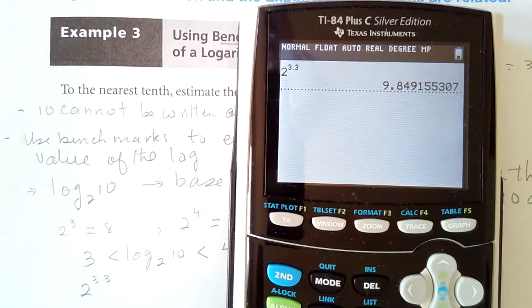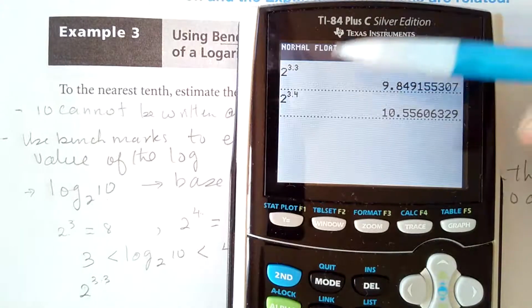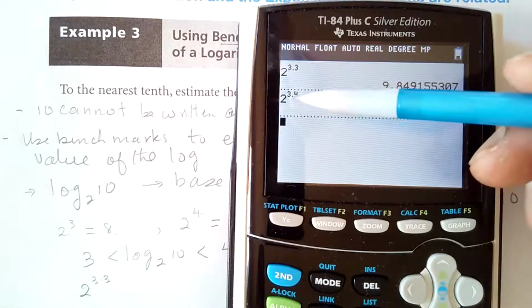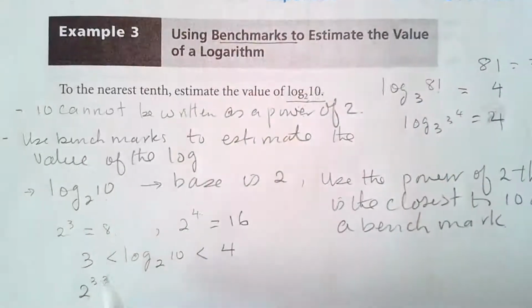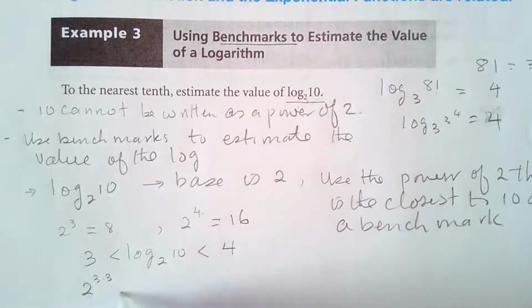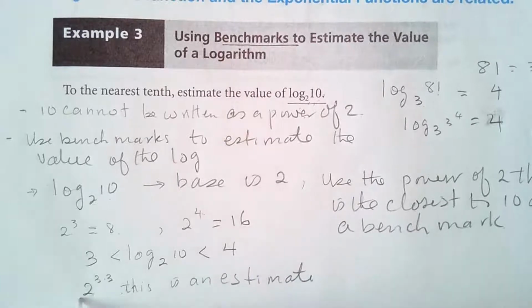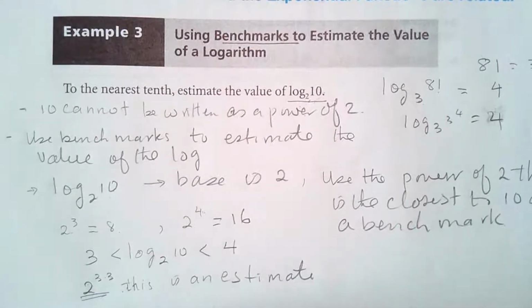Now, if I try 3.4, let's see what happens here. So we got 3.4. So it's over. So 2 to 3.3 is closer to 10 than 2 to 3.4. So we can conclude. So we do make an estimate. So this is an estimate. We can conclude now.